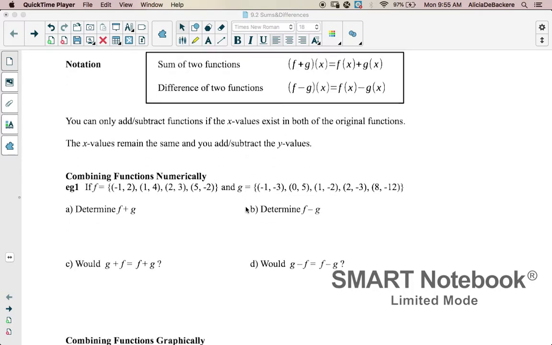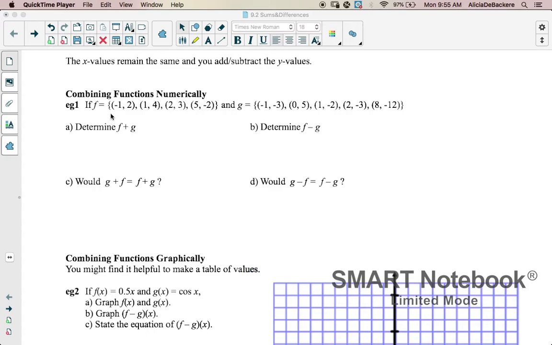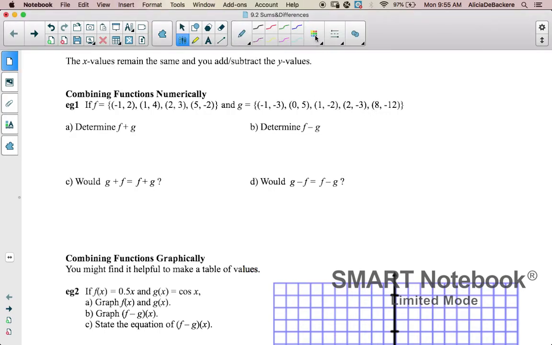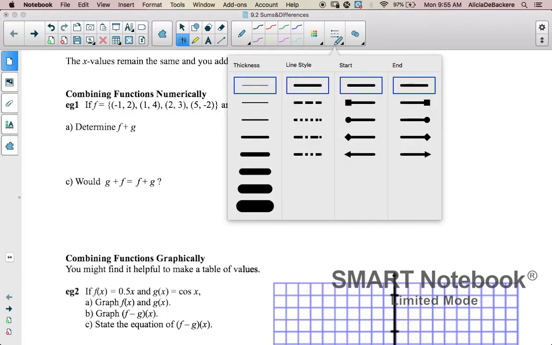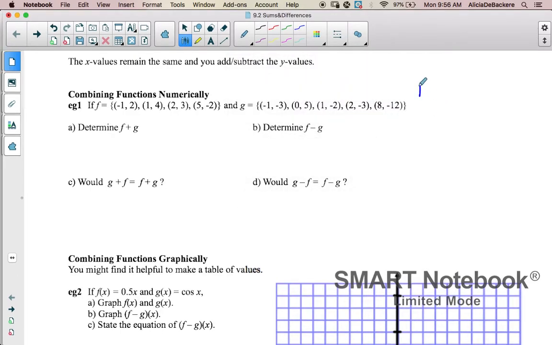So we'll take a look at a numeric example here first. So here f is just this function with a list of 4 points. So it's just a scatter plot on the graph. And then g is another function, and this function has 5 points. So in order to combine these functions, the first thing that I'm going to be thinking about is, well, my domain has to match. And it's where that domain matches up that I'm going to find my new function. And so that means that I'm only looking at the x values that match.